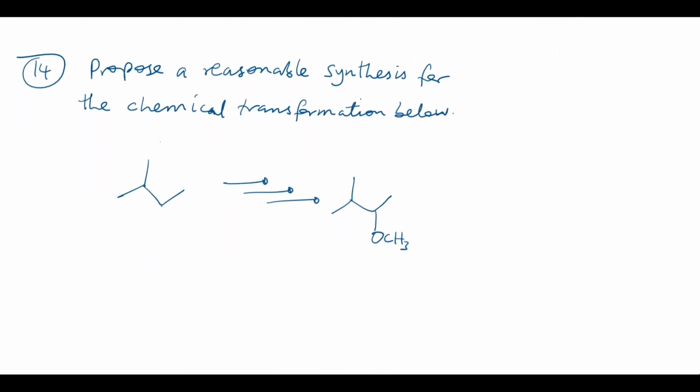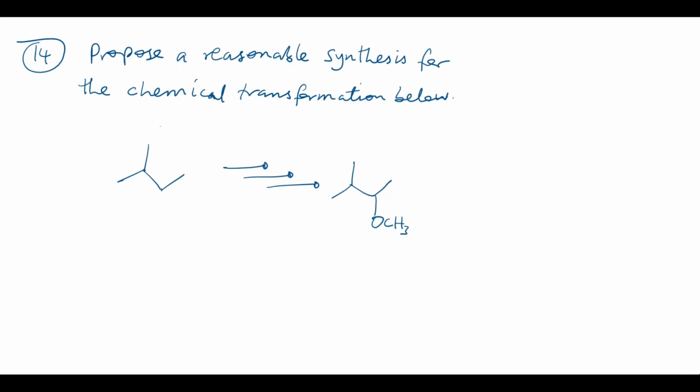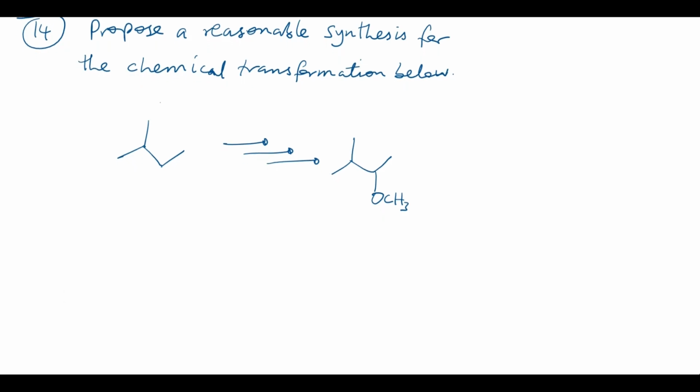Question here asks us to propose a reasonable synthesis to transform the alkane into an ether. So whenever you're solving synthesis problem, it's good to apply retrosynthetic analysis. And retrosynthetic analysis simply means working backwards. So try to work backward. At some point, try to work forward, and then eventually you connect the reactions. So in working backwards, what reactants are going to react in order to form this product?